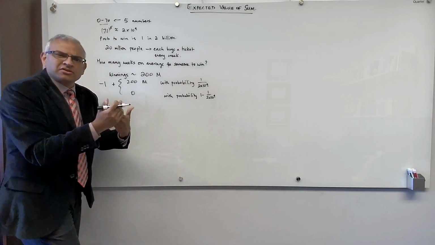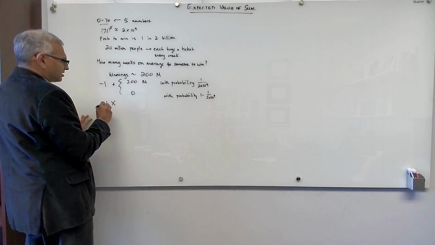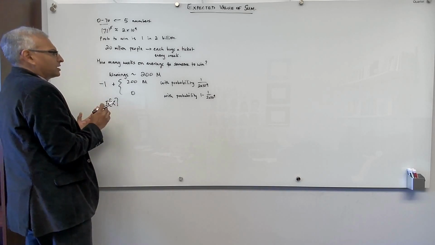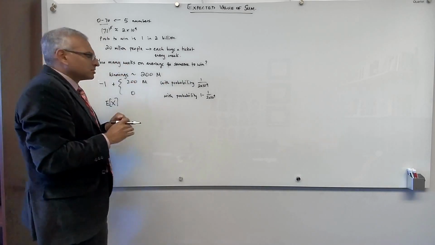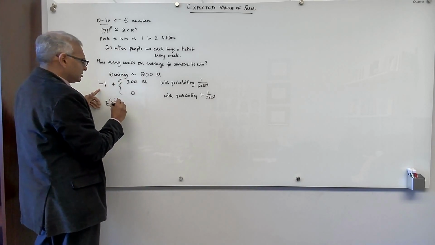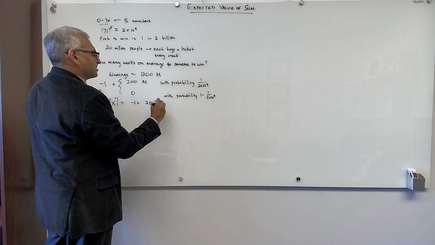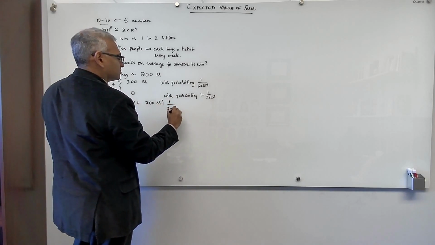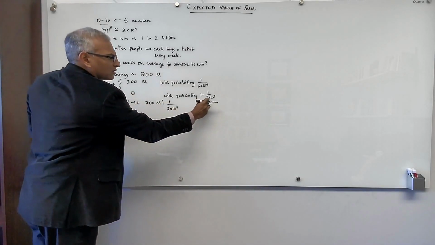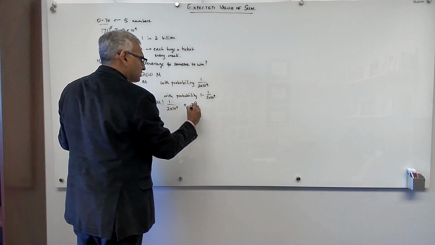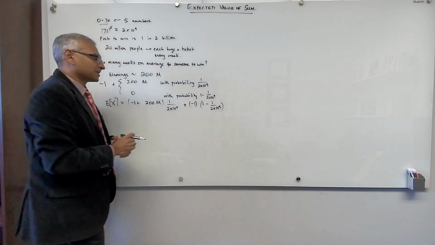If we let a random variable X denote your winnings, we can ask what is the expected value of X. With probability 1 in 2 billion, the amount of money that you have won is minus 1 for the ticket you bought plus 200 million, with probability 1 over 2 times 10 to the 9. And the amount that you have won is minus 1 with an overwhelmingly large probability, 1 minus 1 over 2 times 10 to the 9.